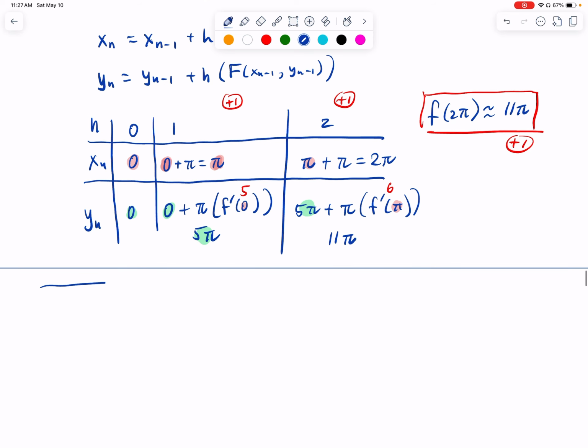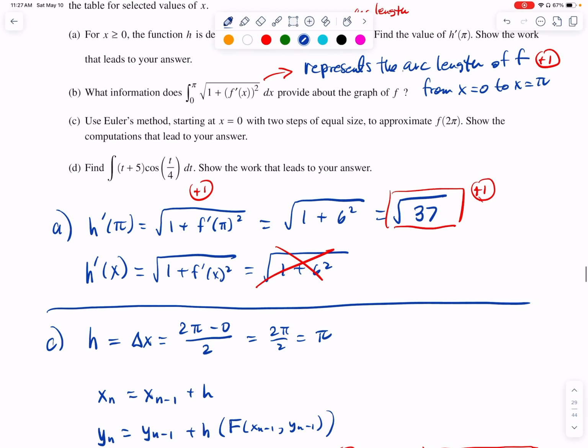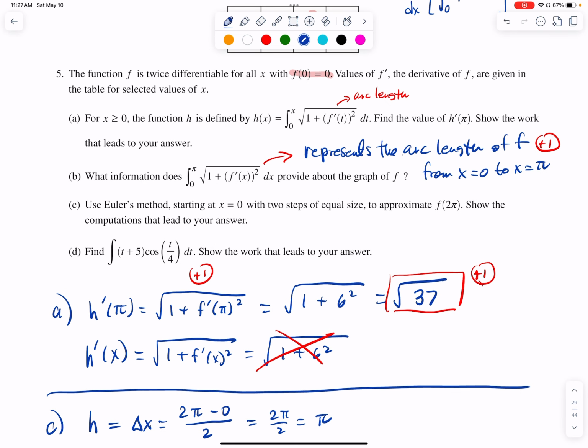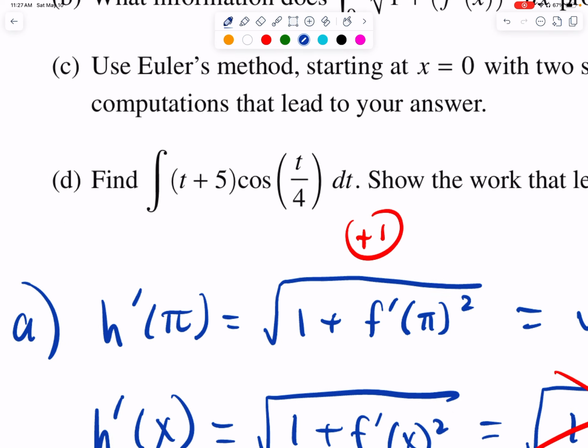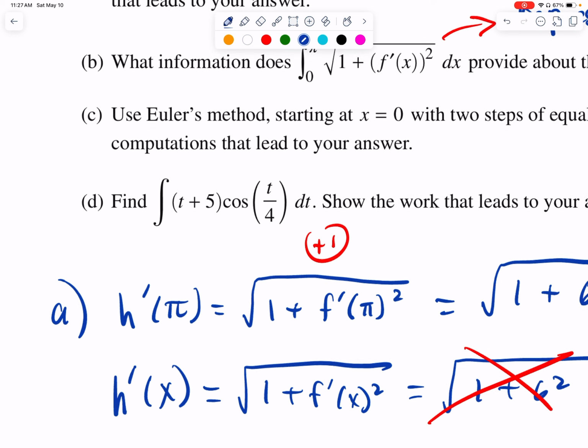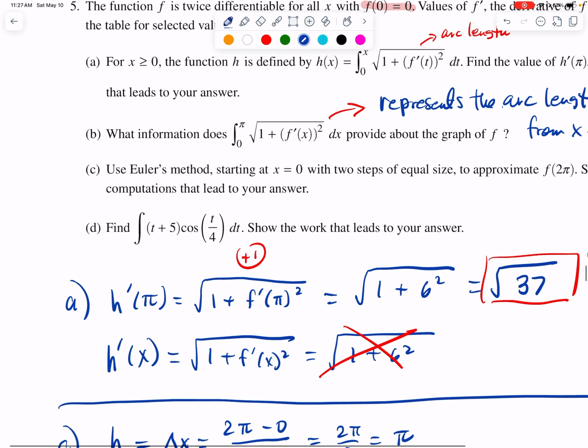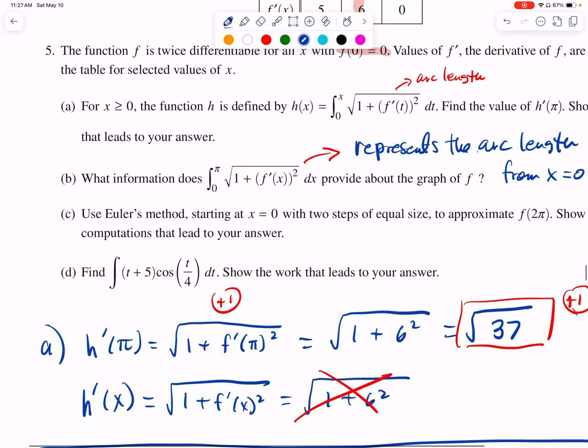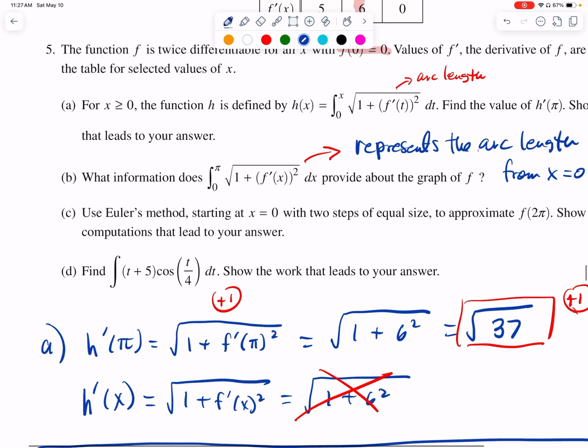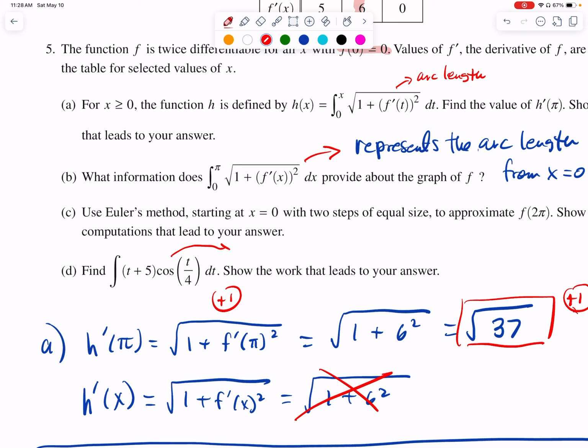Okay, speaking of the last one, let's look at it and see how it's completely disconnected from the whole rest of the question. Find the antiderivative of t plus 5 cosine of t over 4 dt, and show the work that leads to your answer. Like what? What does it have to do with anything? This is kind of shoehorned in another BC only topic. It's BC only because this is, if you can't recognize it, integration by parts.